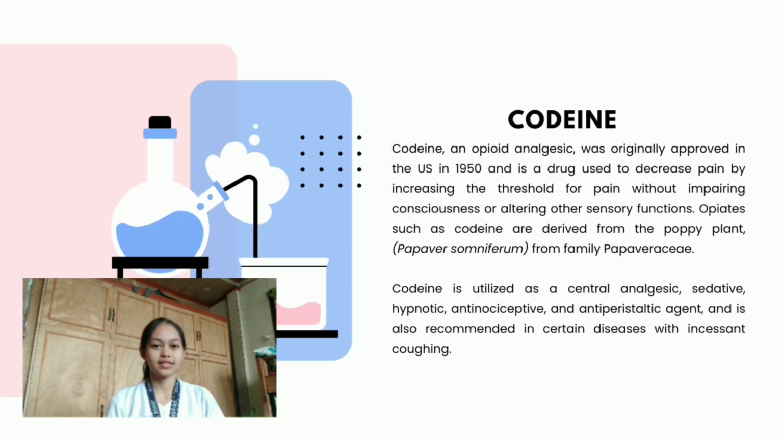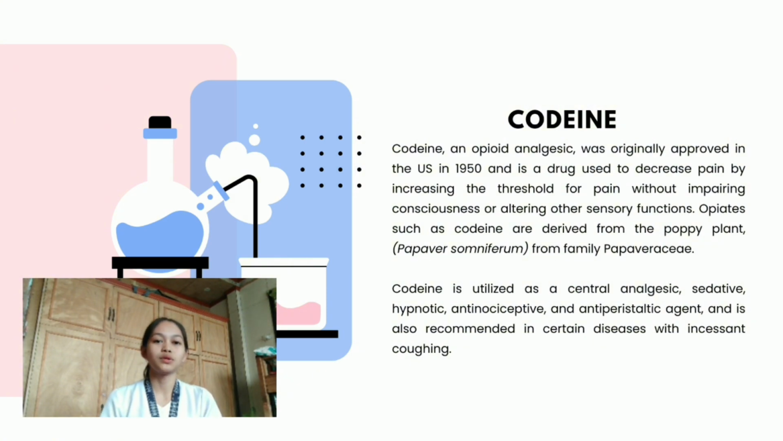First example of analgesic is codeine. So codeine is a well-known opioid analgesic that was first approved for medical use in the United States in 1950. It is commonly used to relieve mild to moderate pain and is often combined with other analgesics such as acetaminophen or ibuprofen to enhance its pain-relieving effects.